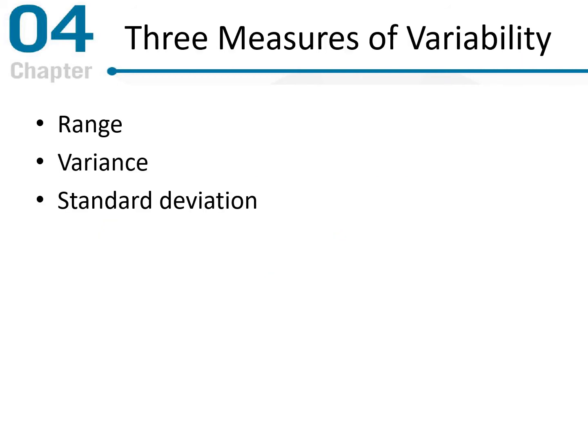So the three main measures of variability that we're going to talk about, which you're very familiar with by now, I'm sure, are the range, which is kind of not that useful, the variance, which is a little bit more useful, although it's a squared term, and the standard deviation, which is the most useful of the three.